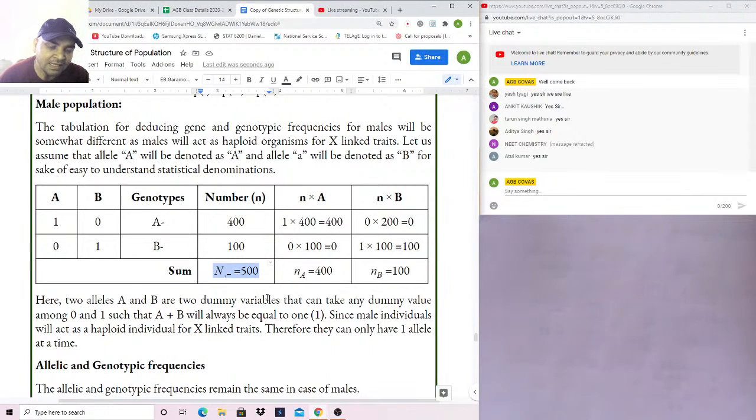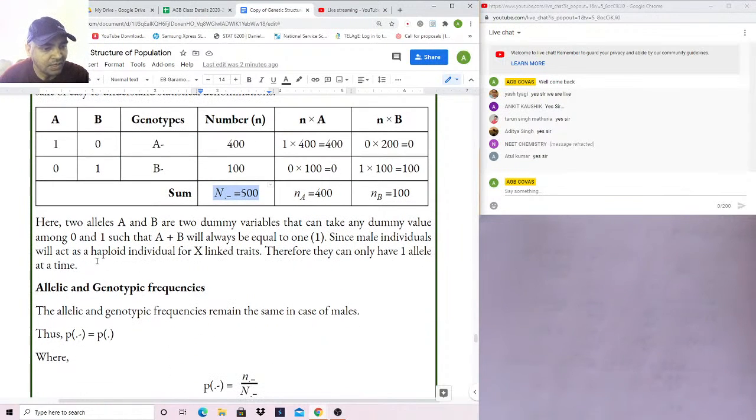And one more basic thing here is, when we were doing it earlier for the diploid organism, because it was diploid, the sum total of all the alleles was twice the total number of genotypes. But in this case, it will be equal. That is, if you add this with this, it will be equal to 500. Okay, it will not be twice. So what we are doing here is, two alleles A and B are two dummy variables that can take any dummy value between 0 and 1, such that A plus B will always be equal to 1.